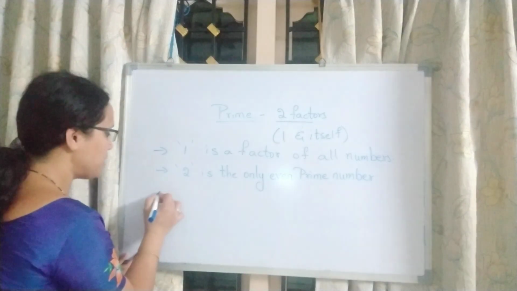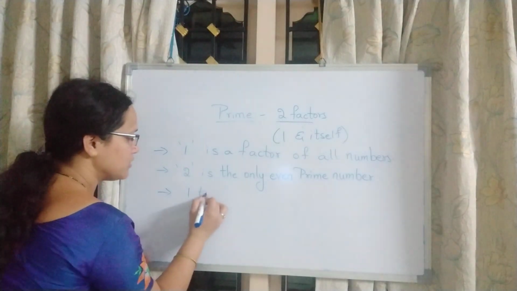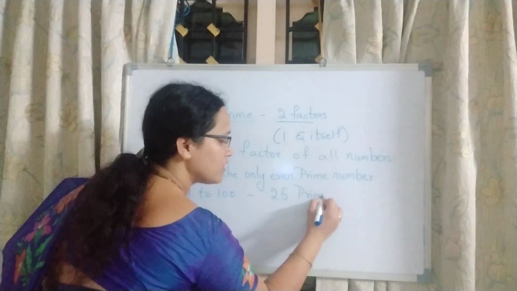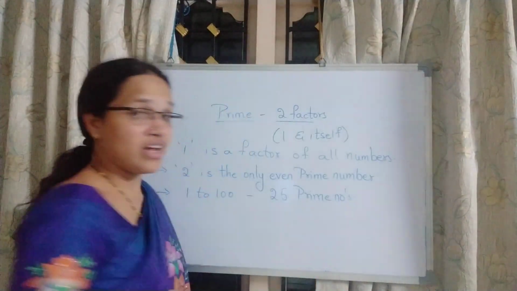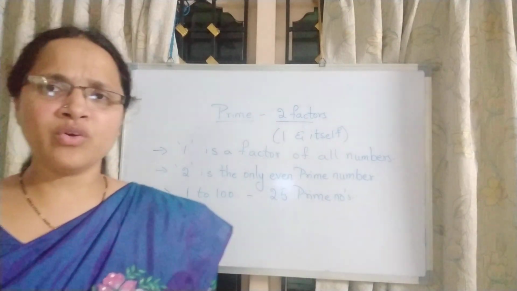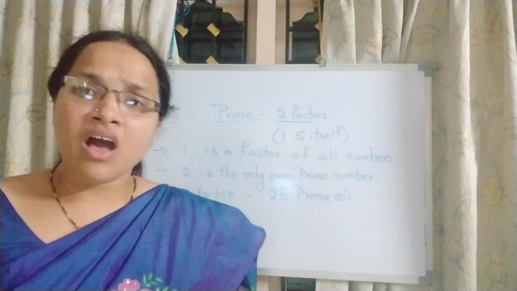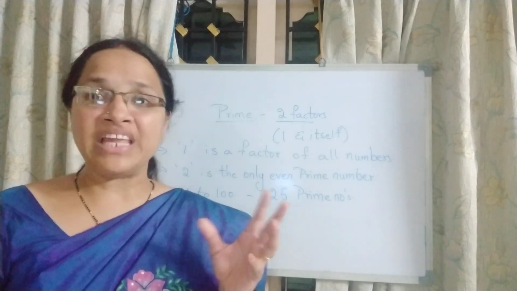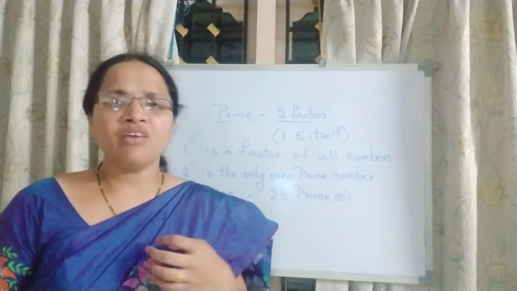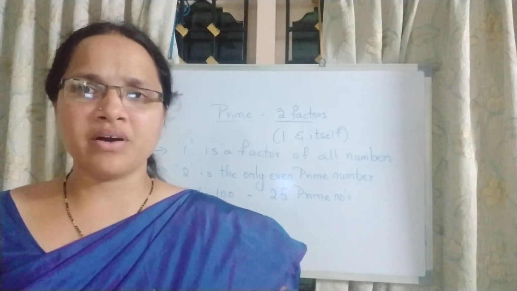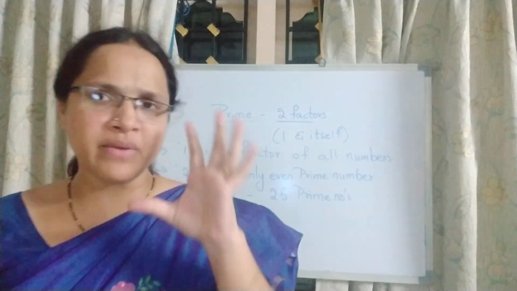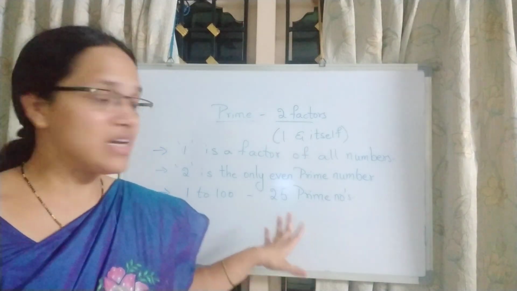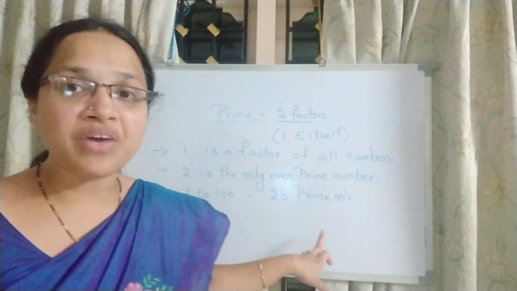Now, coming to the third point. From 1 to 100, there are 25 prime numbers. How many, children? Wow, there are 25 prime numbers. Very good. And how many composite numbers will there be then? See, when we spoke about even and odd, what did we say? If I take 1 to 10, 5 numbers are odd and 5 numbers are even. Yes or no? But when you come to prime and composite numbers, let us take 1 to 100. There are 25 prime numbers.